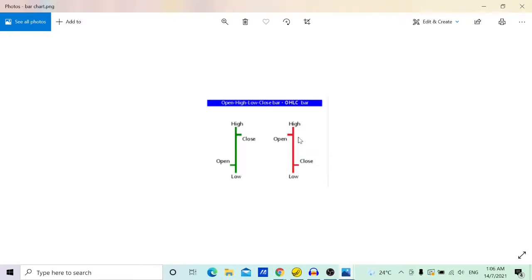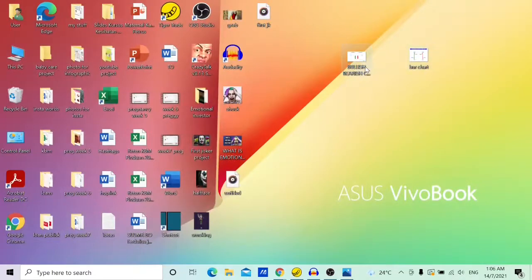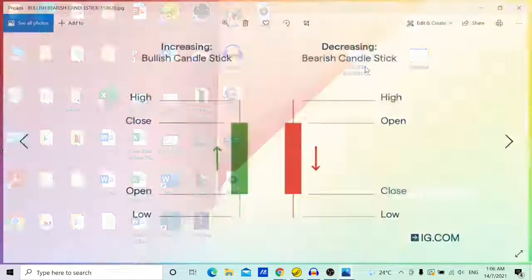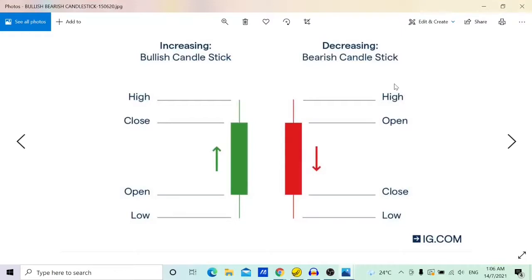And for a bear chart, this is the lowest price, this is the highest price, this is the closing price, and this is the opening price. For example, if it opened at 12 and it closes at 10, this is a bear chart, which means you're losing money.